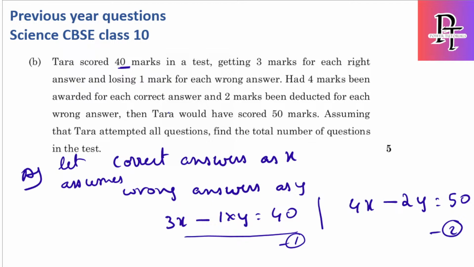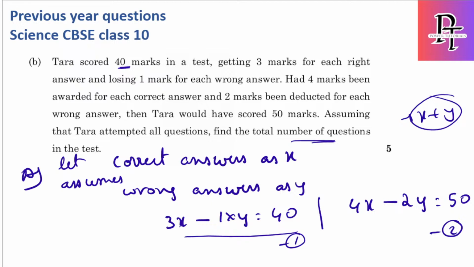So I'm just repeating again. Correct answers as X, wrong answers as Y. So for correct answers how many marks? 3 marks. So 3 into the correct number of answers minus, because it is a negative mark, 1 into each wrong answer is equal to the total marks you got, 40. Same way for the second scenario, 4 marks into correct answer minus 2 marks into wrong answer. Now the total marks is 50. They are asking to find the total number of questions, so the final result is X plus Y. We need to get X, we need to get Y, and finally just add them, and we'll get the total number of questions.